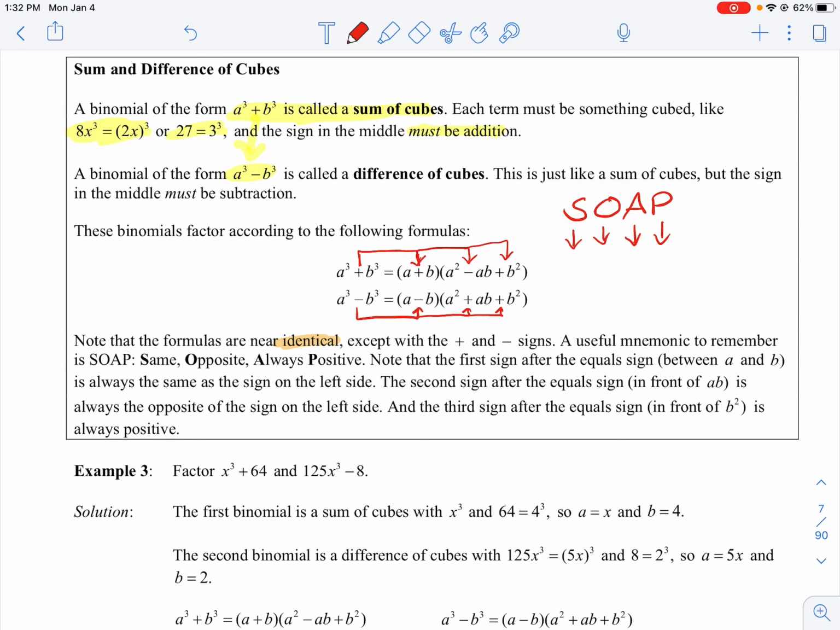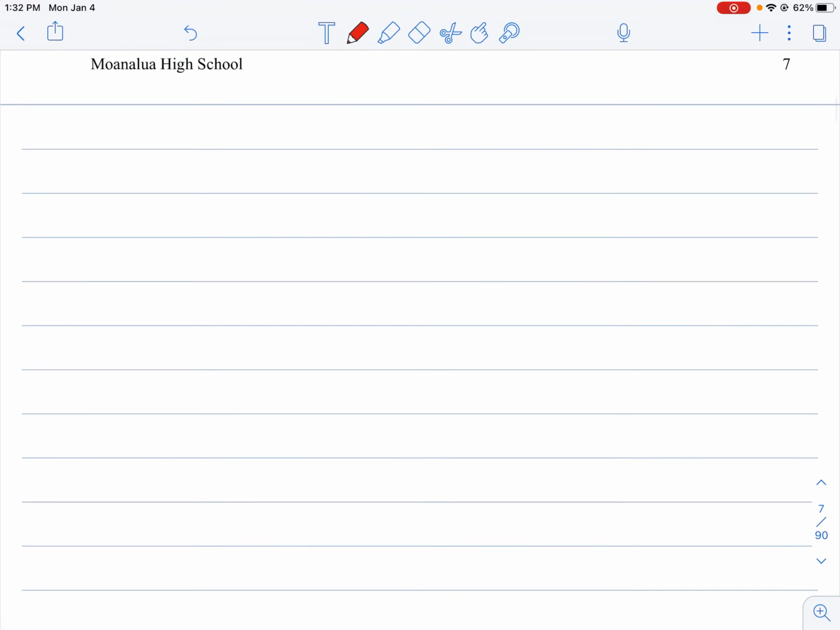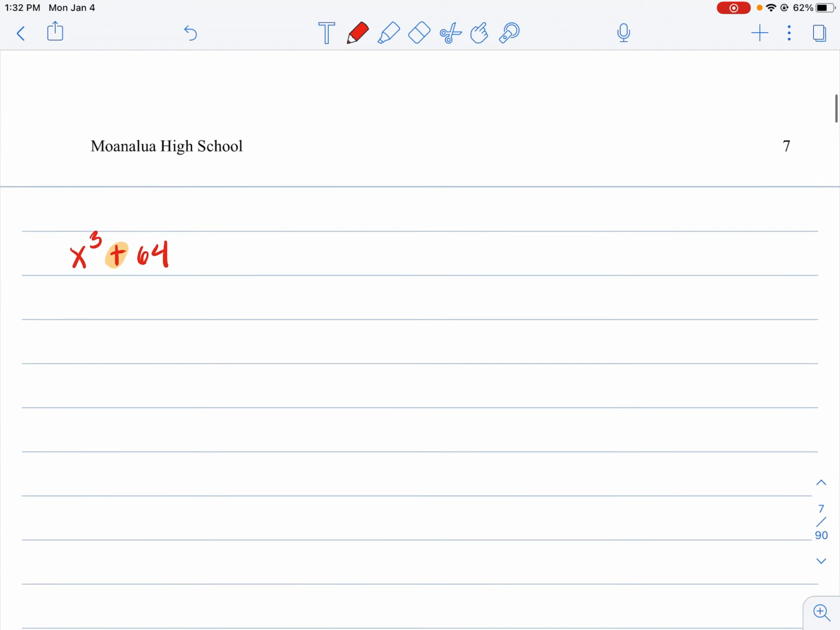So when do we use each of these formulas? Let's have an example. I'm going to copy these examples at the bottom. I'll start with x cubed plus 64. Now, because there is a plus in the middle, I am going to be using the formula a cubed plus b cubed equals a plus b times a squared minus ab plus b squared.